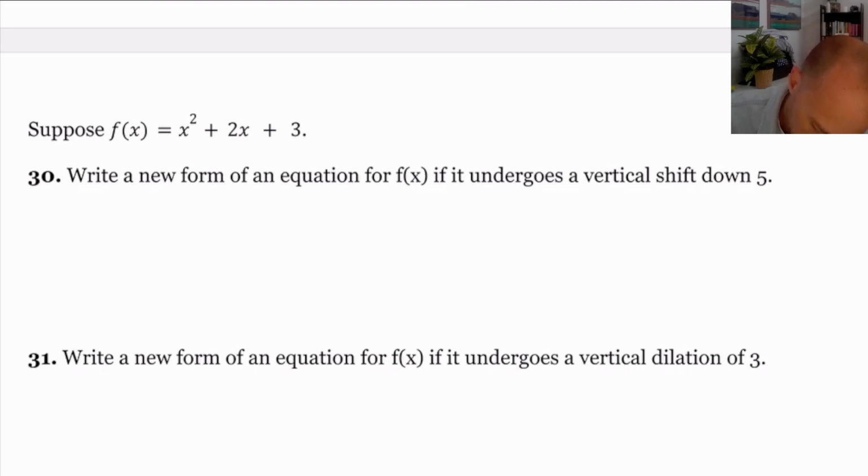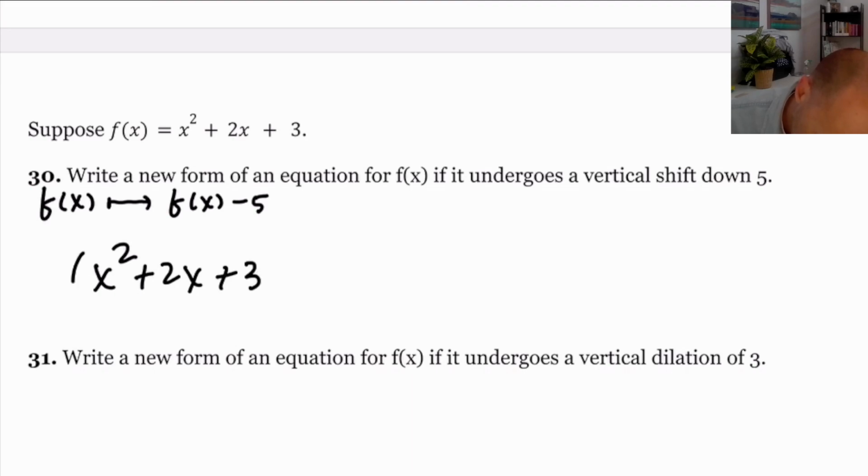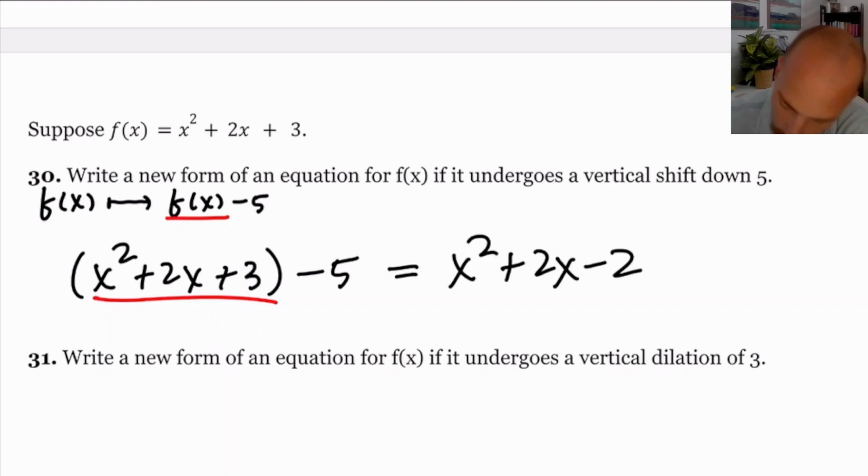All right, so if I want a new equation for f of x, if it undergoes a vertical shift down 5, well, I'm just going to take f of x and replace it with f of x minus 5. So the new one would be, I don't really know what to call it, they didn't give a name for it, so I'll just say x squared plus 2x plus 3, that was f of x, minus 5. Illustrating what I'm talking about, that's what I mean. So that's going to be x squared plus 2x minus 2 when I combine the 3 and the negative 5.